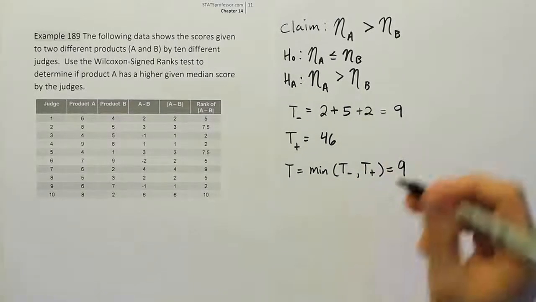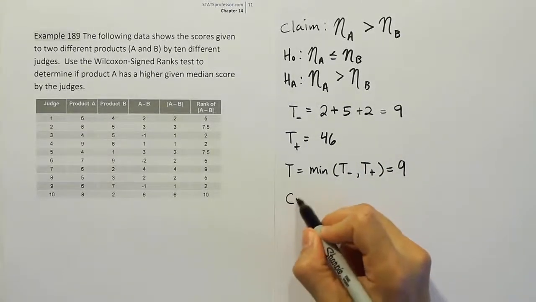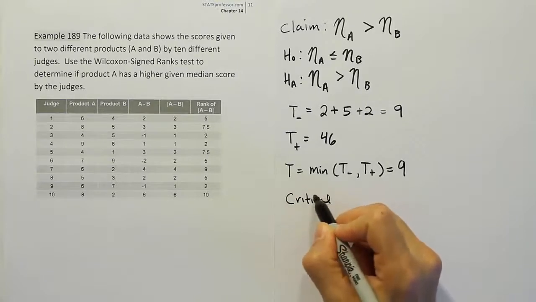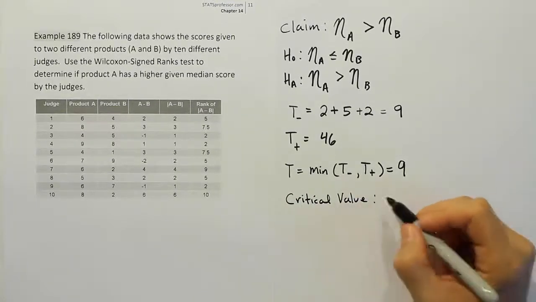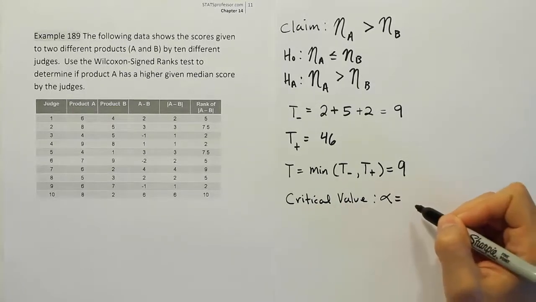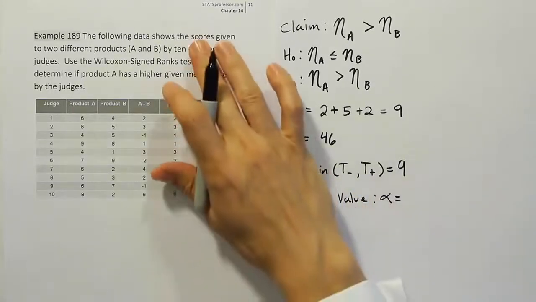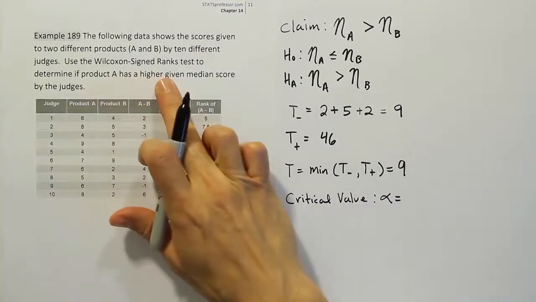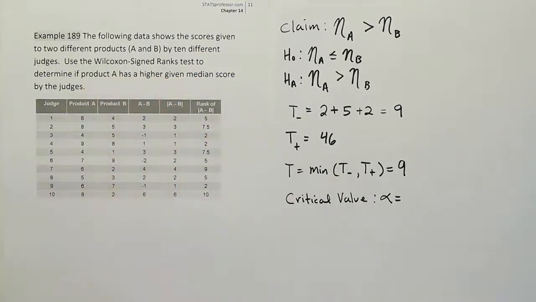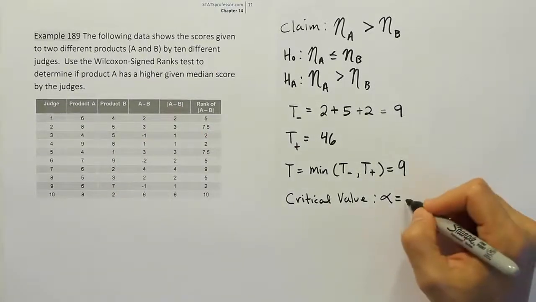All right, now once you have that, you're going to do our critical value step. To do the critical value, remember what you want to do. You want to accumulate certain information from the problem. You want to know, for example, what alpha is. So when I look at our problem, does it give us an alpha? Well, I don't see one, right? It just says use the Wilcoxon Signed-Ranks Test to determine if the product for product A has a higher median score. So I'm just going to go ahead and assume that it's 0.05 because it's not given as anything else.